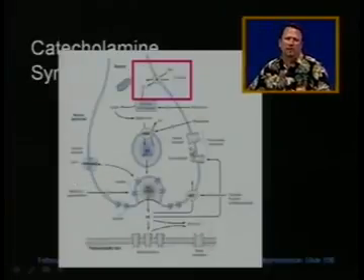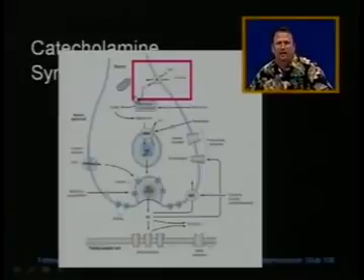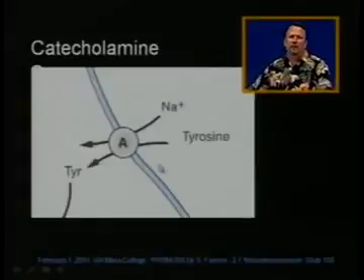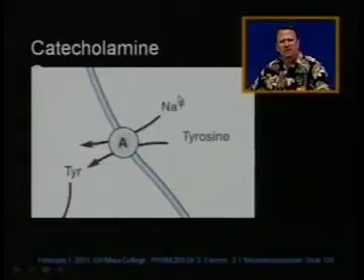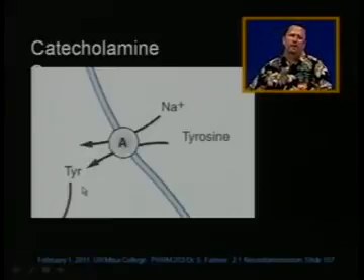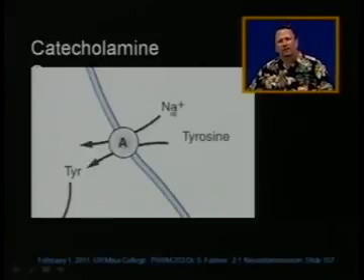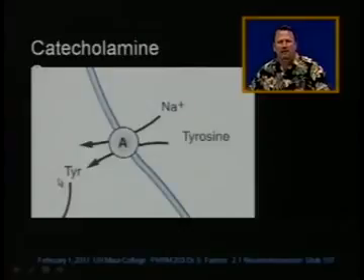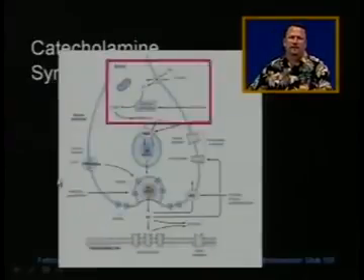So let's look at the catecholamine neuron and see what's going on. Notice we start the same way. Here we're using the sodium force to transport tyrosine. The amino acid tyrosine is what we use to make the catecholamine. So here's the sodium force pulling tyrosine into the cell.